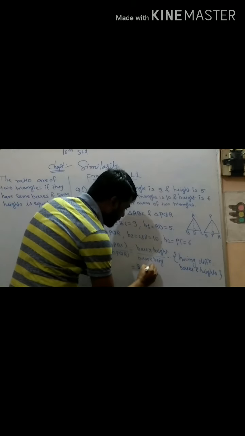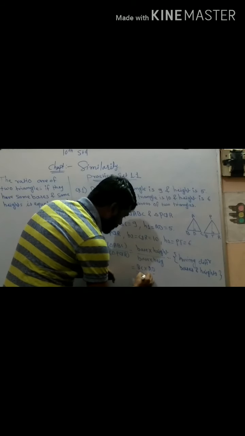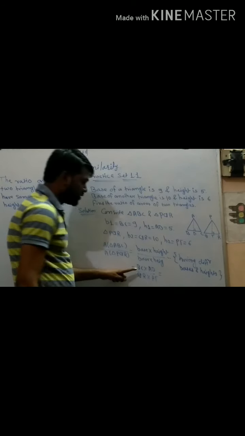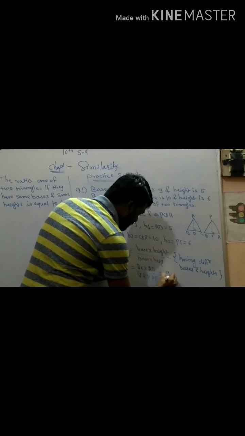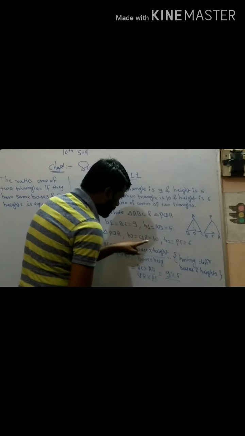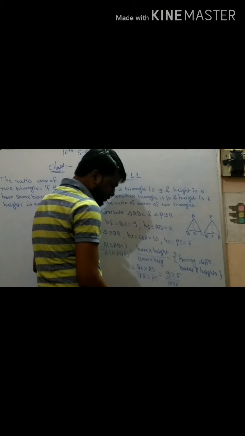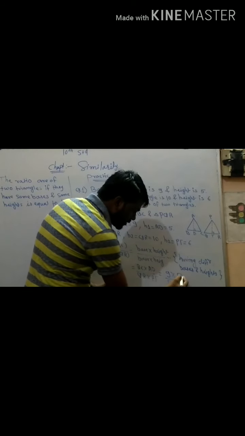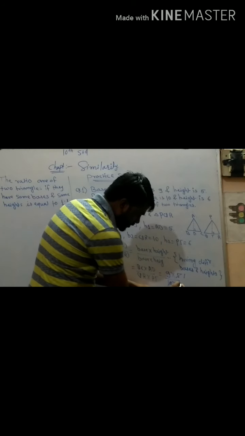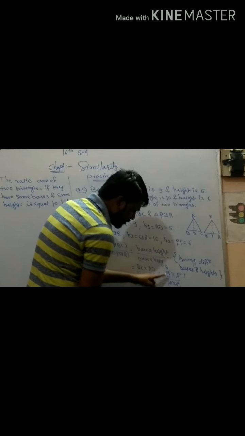So what is BC into AD upon QR into PT? What is BC given in the question? BC is given 9 and AD is given 5. Then what is given QR? 10 into what is given PT? 6. So you can cancel 5: 5 ones are 5, 5 twos are 10, and also 3 ones are 3, 3 twos are 6, 3 threes are 9.